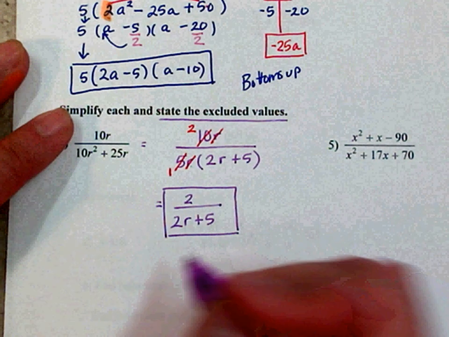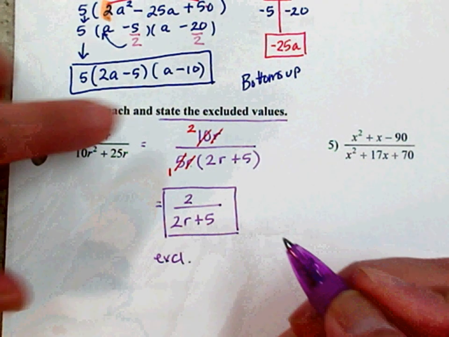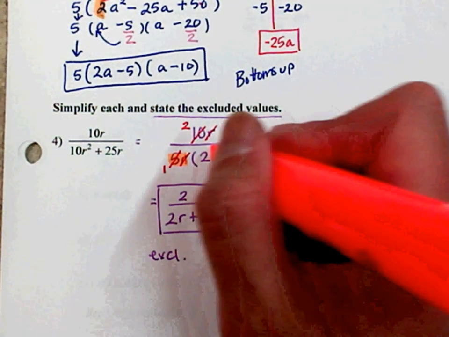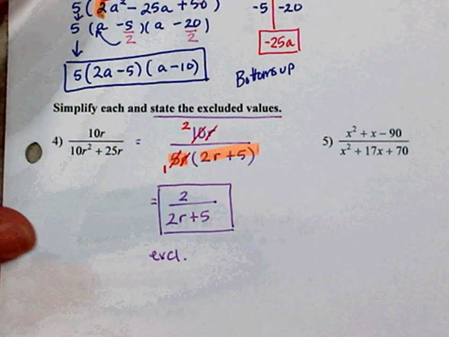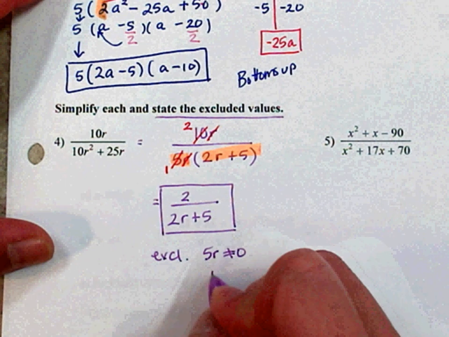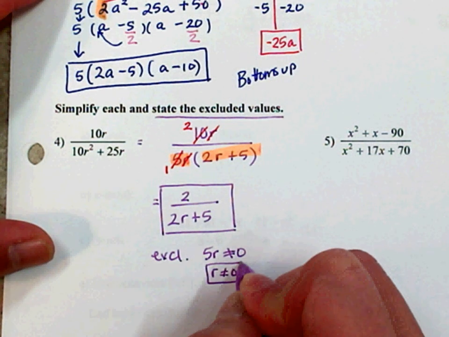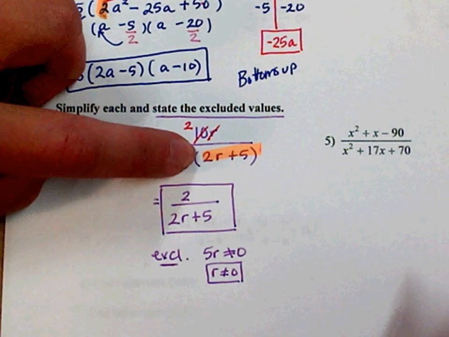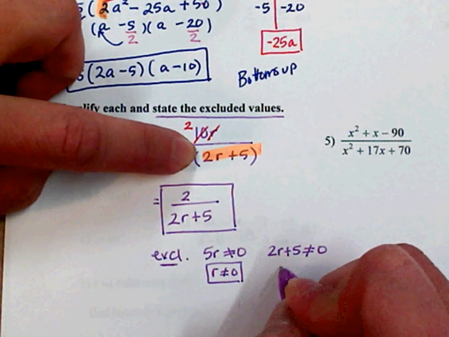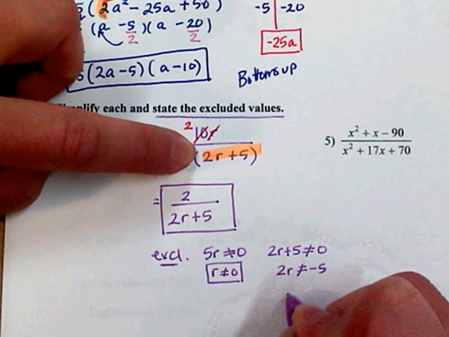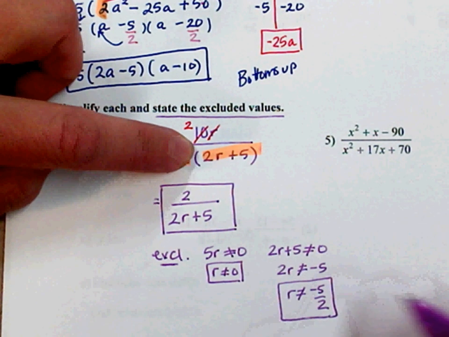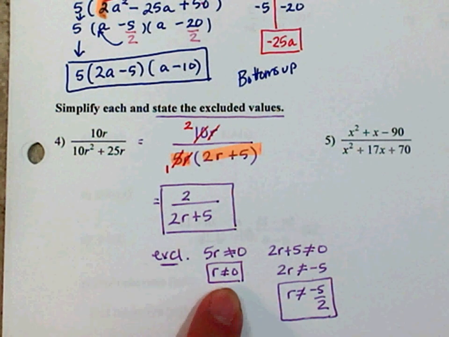Now let's look at our excluded value. You come up here and you take a set in the denominator. There's one group, there's another group. Note the one with the variable. So you're going to say 5r cannot be 0 because you can't divide by 0. So r cannot be 0. So there's your excluded value. Your other one, 2r plus 5, set that equal to 0. You solve. 2r equals negative 5. r is equal to negative 5 over 2. So I can have all real domain, except it can't be 0 and it can't be negative 5 over 2.